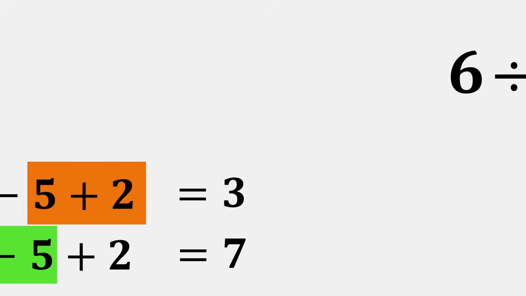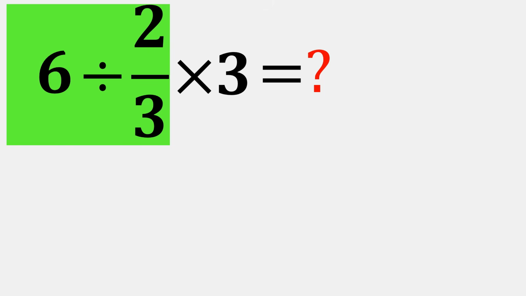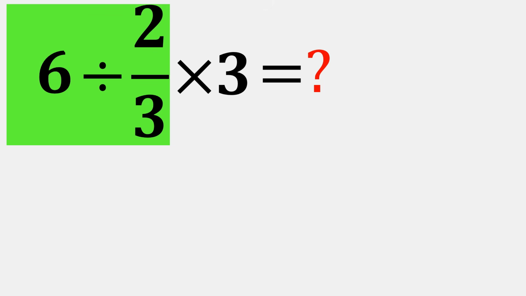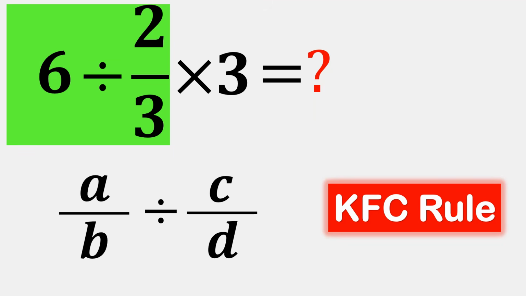Now, let's use this to solve our original problem. We have two operations: division and multiplication. Since they have equal priority, we start from the left. The first operation is 6 divided by 2/3. Here, we have to deal with dividing fractions. Many people are scared of this, but I have a delicious solution for you: the KFC rule. The KFC rule helps you handle complex divisions easily. To solve something like A over B divided by C over D, we use the KFC method.